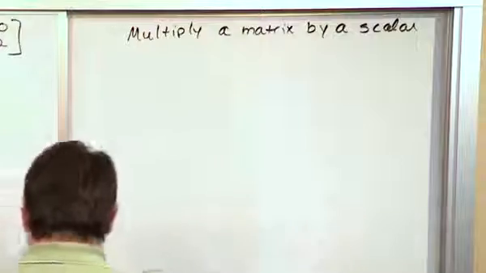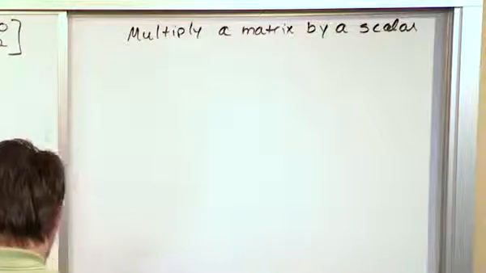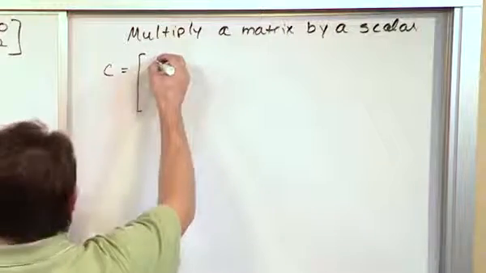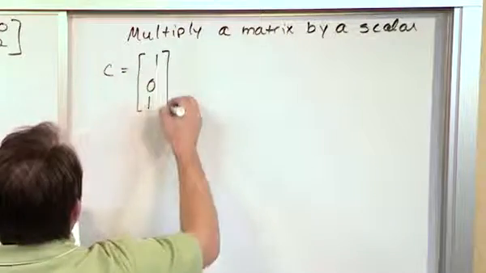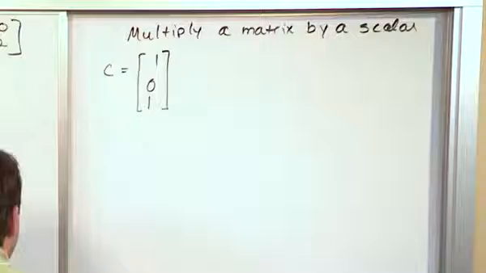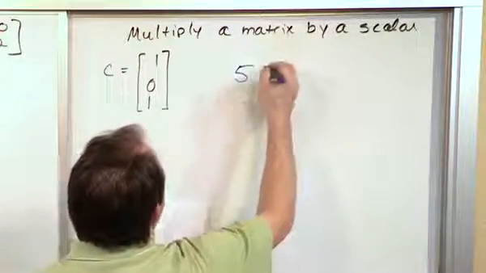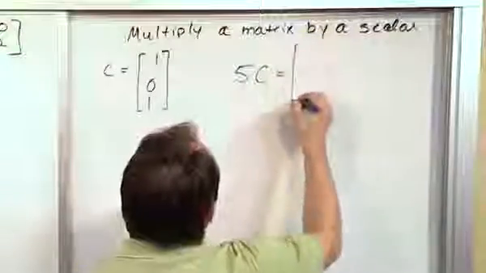All right, by a scalar. And what I mean by that is, let's say we have that matrix C is equal to 1, 0, 1. And then we want to do something like, let's say the number 5, that's a scalar, times the matrix C. That is defined. That's totally fine.